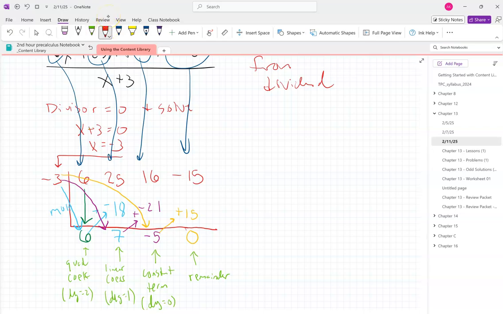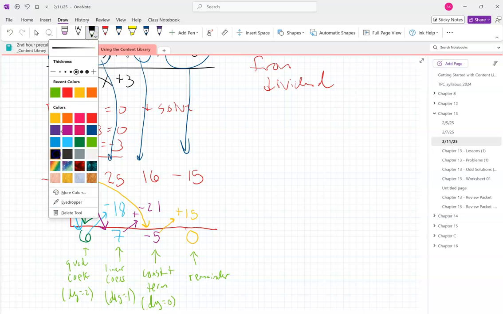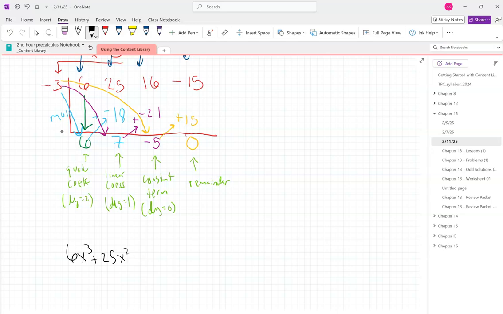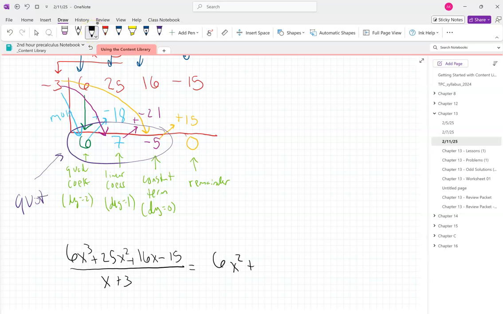So what this synthetic division tells us is that 6x cubed plus 25x squared plus 16x minus 15 divided by x plus 3 is going to equal this quotient plus this remainder over the divisor.